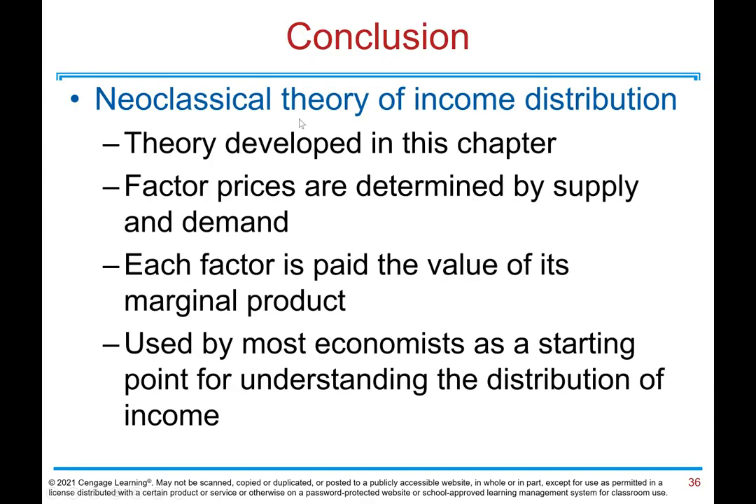Conclusion. The neoclassical theory of income distribution. In the theory developed in this chapter, factor prices are determined by supply and demand. Each factor is paid the value of its marginal product. It is used by most economists as a starting point for understanding the distribution of income.